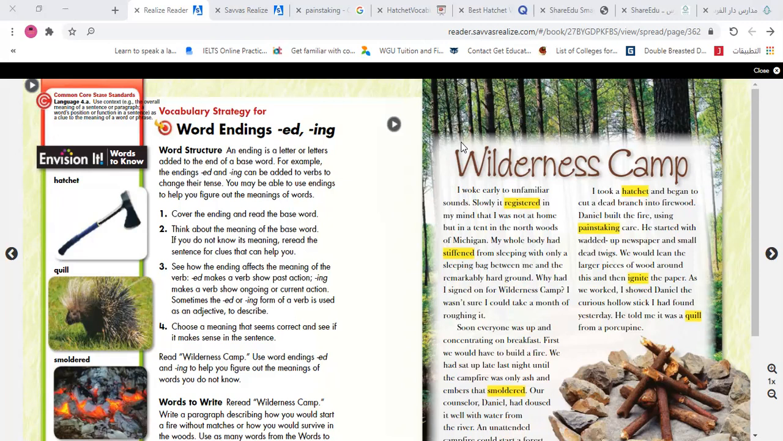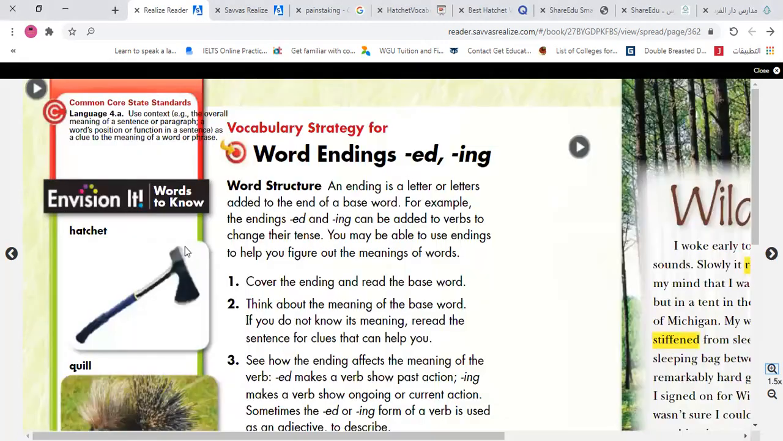Okay, but before that, my girls, you can see right here, there is a little skill or strategy that I can use to form vocabularies or to form new words. This technique is adding ed and ing. What does that mean? It means that there are some words and some verbs that if I add ed or ing, I will change the tense of the verb, okay? And also, I can change the part of speech of that word.